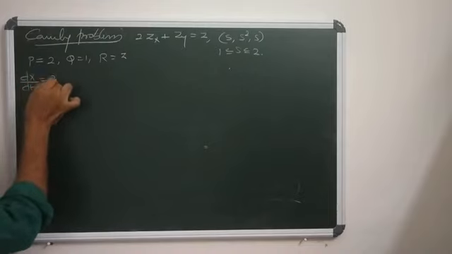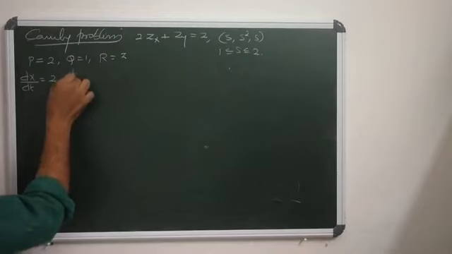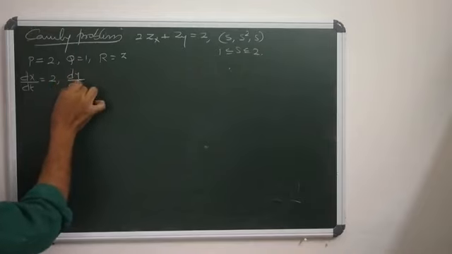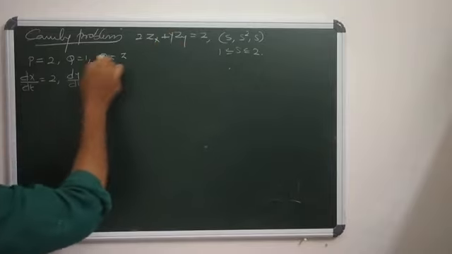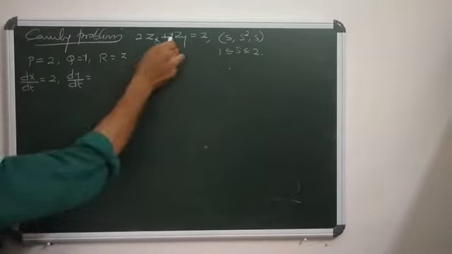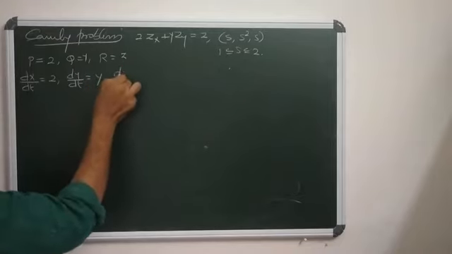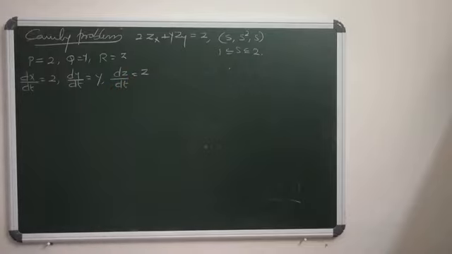dx by dt equals p, dy by dt equals q. Sorry, it is not zy, it is y, so dy by dt equals y. So q equals y, and dz by dt equals r, which is z.